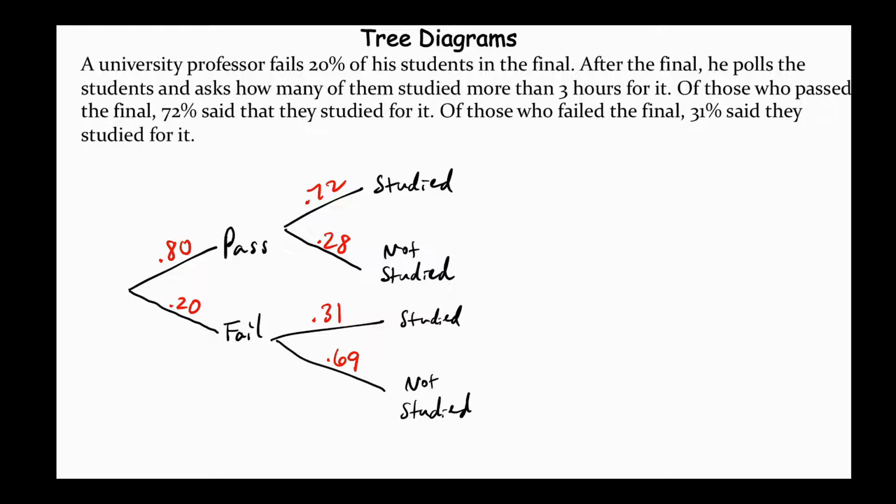So I could pass and study. I could pass and not study. I can fail and study. I can fail and not study. You got all 4 of those? You got them down? Okay. Yes, that's the quick way of doing it. Just count how many stems are at the end. That's the quick way to do it. So we're going to use that to answer the questions.